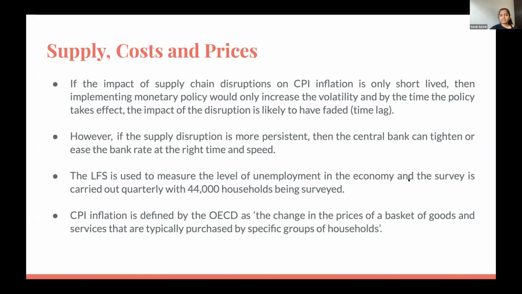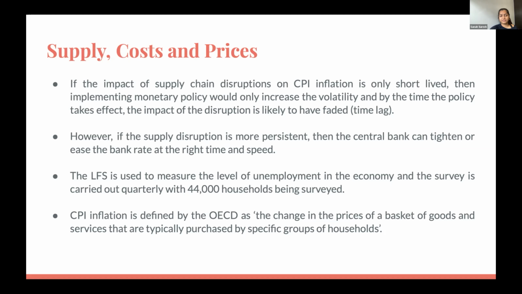In order to make policy decisions effectively, the MPC needs to consider what inflation and growth are likely to look like in the economy in the coming years. Therefore, the capacity of goods is explored through the quantity of labour and capital available in the economy, the productivity of workers, and the efficiency with which businesses combine them. If the impact of supply chain disruptions on CPI inflation is only short-lived, then implementing monetary policy would only increase the volatility, and by the time the policy takes effect, the impact of the disruption is likely to have faded. However, if the disruption is more persistent, then central banks can tighten or ease the bank rate.